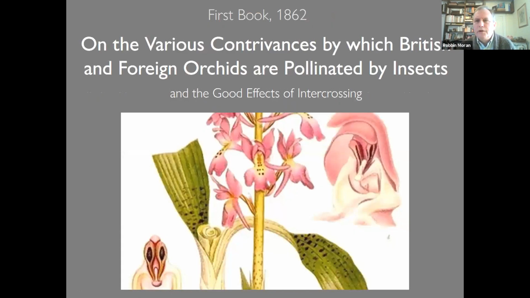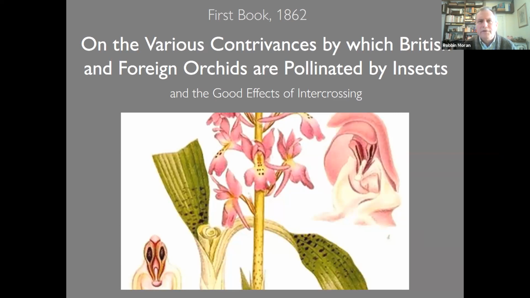Now, his first book is this one here. It's on the various contrivances by which British and foreign orchids are pollinated by insects. In this book, he studied 15 genera of British orchids and about 50 genera of foreign orchids. And he loved dissecting their flowers. He didn't always have live material, although most of what he had was sent to him from Hooker at Kew. Sometimes he had to make do with dried pressed herbarium specimens.